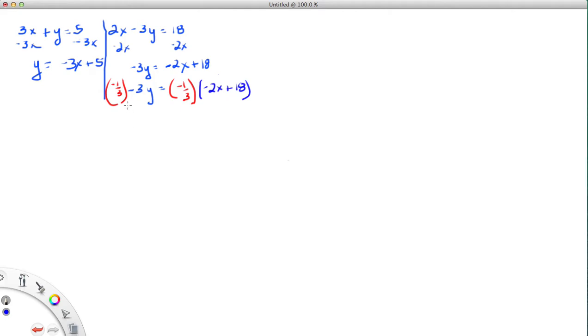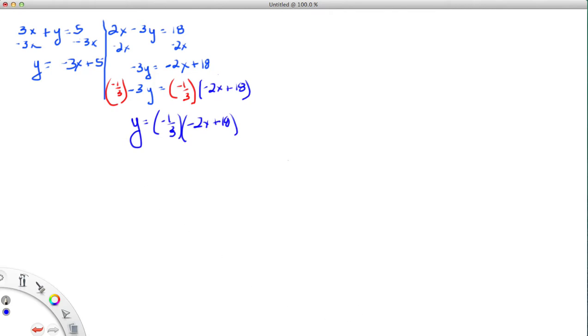So what does that leave me with? This negative 1/3 times negative 3. A negative times a negative is a positive. 1/3 times 3 is 1, so that gives me y. And over here I have negative 1/3 times negative 2x plus 18. I could multiply that through if I wanted to, but all I want to do is look at the graph of this. So I'm going to graph this.